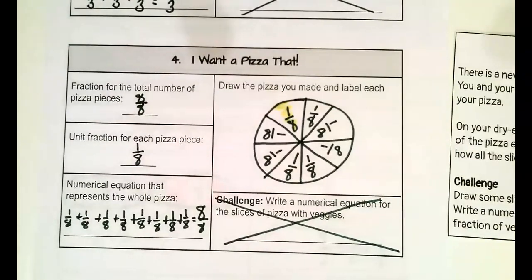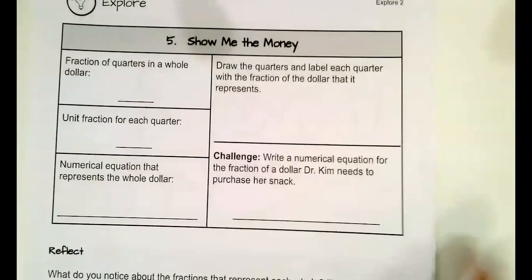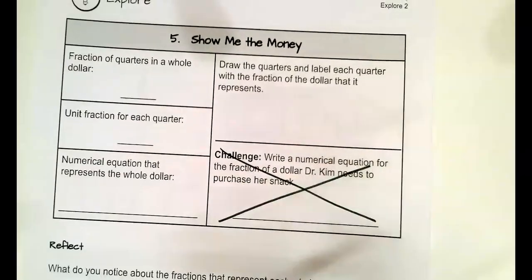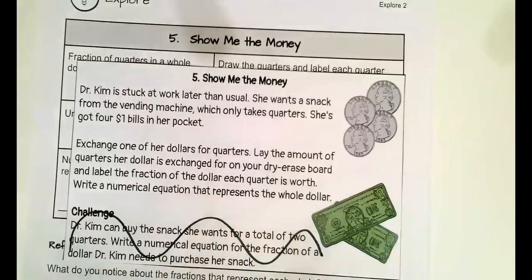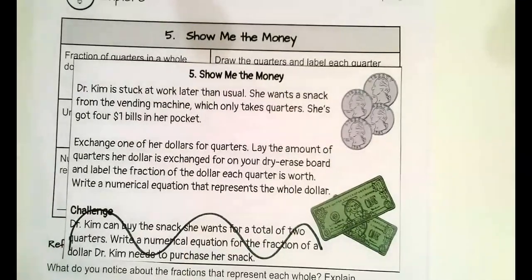Okay, so what I want you to do is you're going to do number 5 on your own. Okay, now you're not going to do the challenge part. I'm not worried about the challenge part, so I'm going to mark this part out. So it says, Dr. Kim is stuck at work later than usual. She wants a snack from the vending machine, which only takes quarters. She's got 4 $1 bills in her pocket.